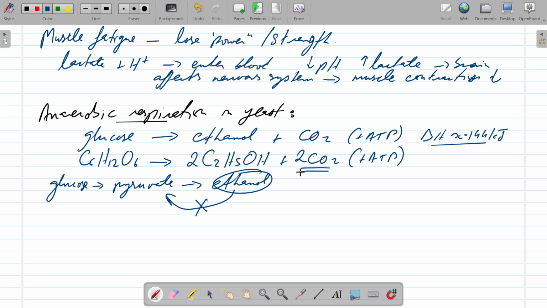Okay, this yeast fermentation is also used to produce alcohol industrially. So it has its benefits for us. Any questions? No.